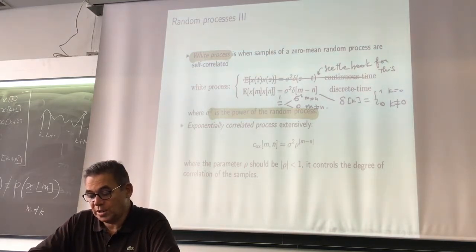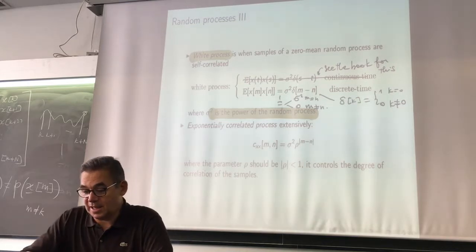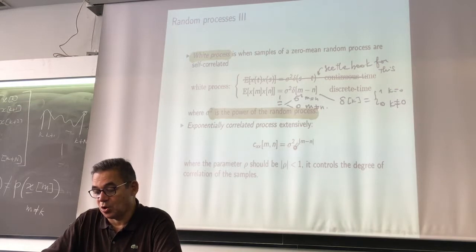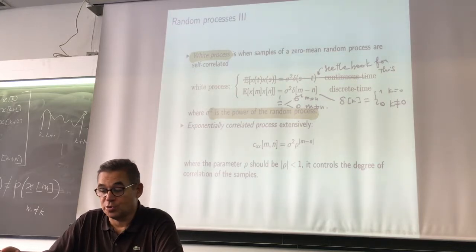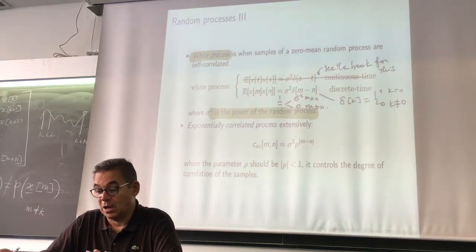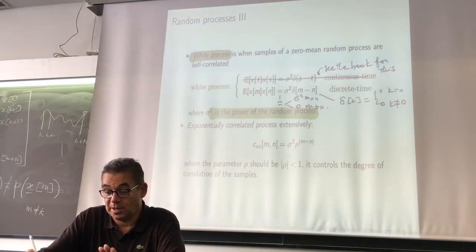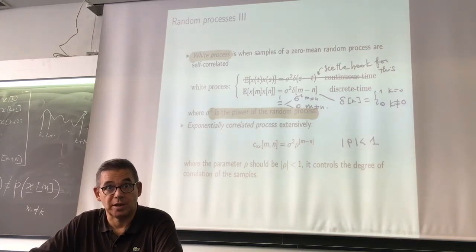This process is called exponentially correlated process. Okay? So this exponentially correlated means that the covariance is behaving as sigma square multiplied by rho to the power of n minus m. And the absolute value of rho should be smaller than 1. Now, rho can be complex. Okay? Rho can be any. So the only constraint is that the absolute value of rho is smaller than 1. This is the constraint that we have.